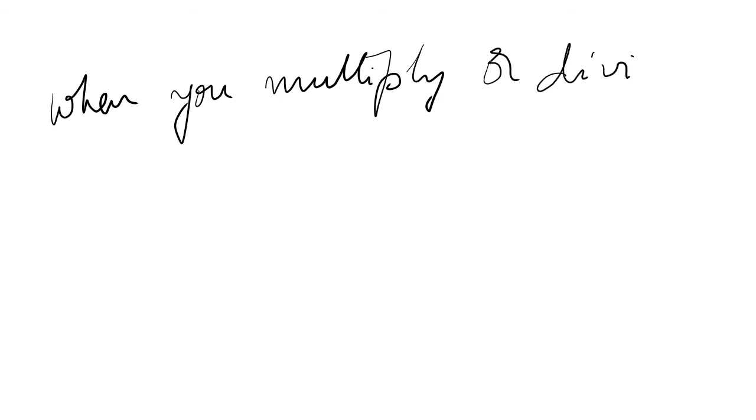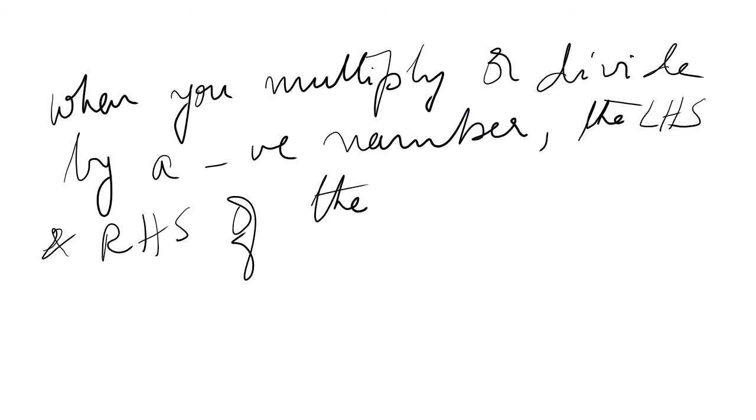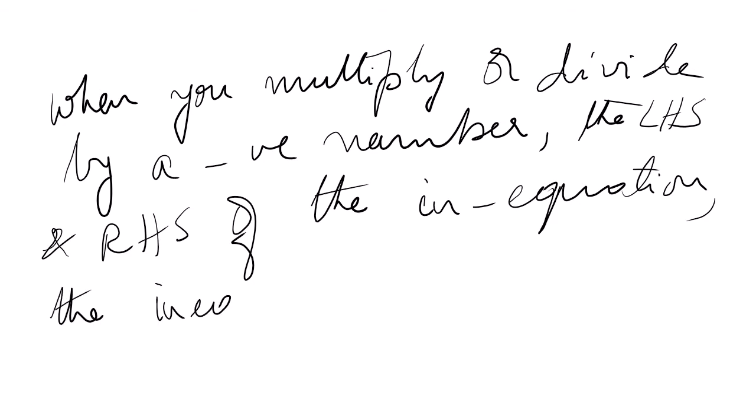So what is the rule? When you multiply or divide both parts, the left hand side and the right hand side, by a negative number, the inequality reverses.